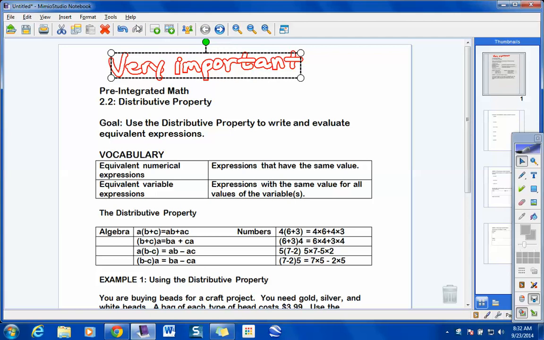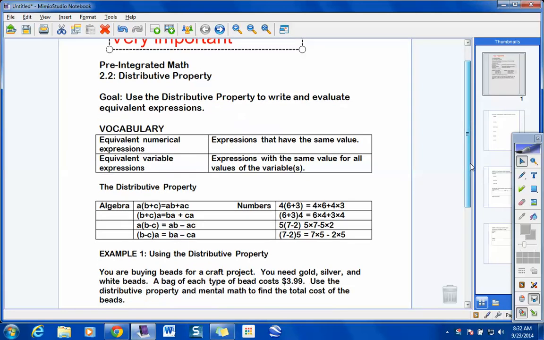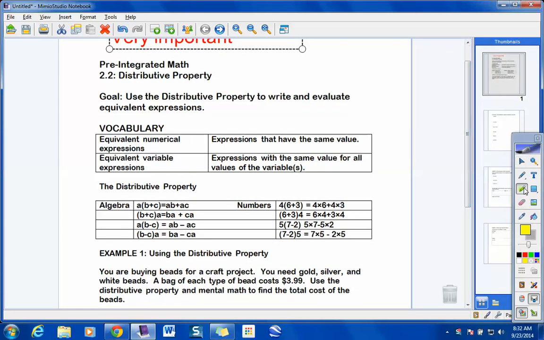Alright, so take a second and get that note down that this is going to be really important to make sure that we know what's going on in this section so we can progress through the rest of the year successfully. Guys, 2.2, the title of this is called the Distributive Property. And goal-wise, it says to use the distributive property to write and evaluate equivalent expressions.